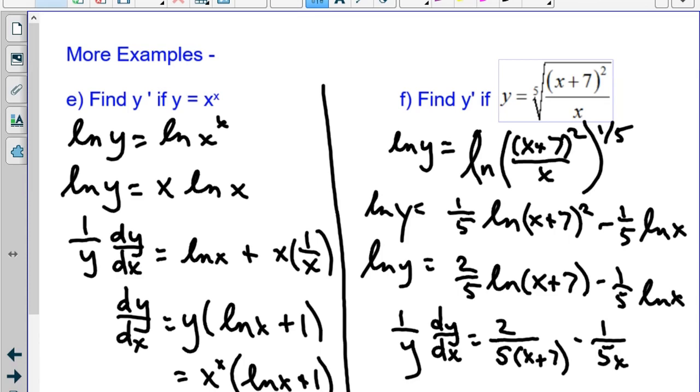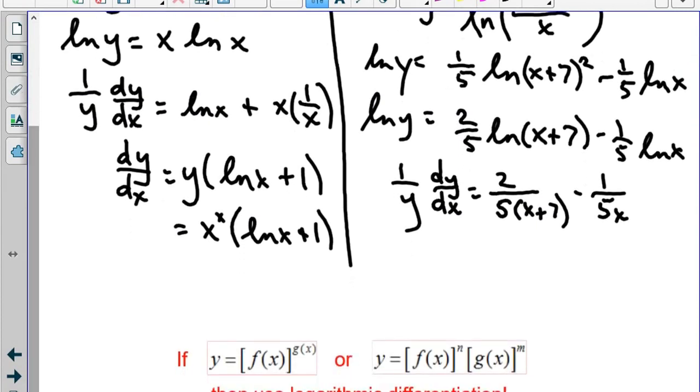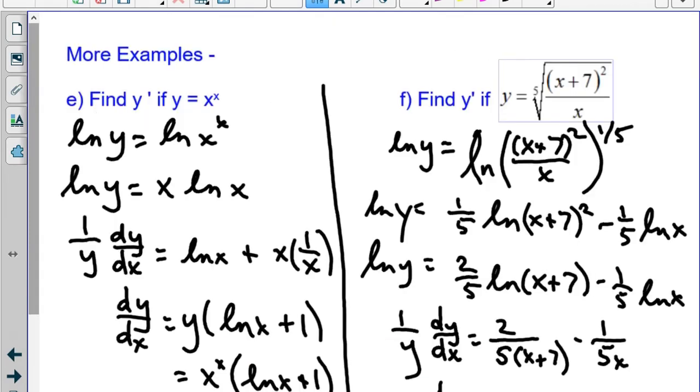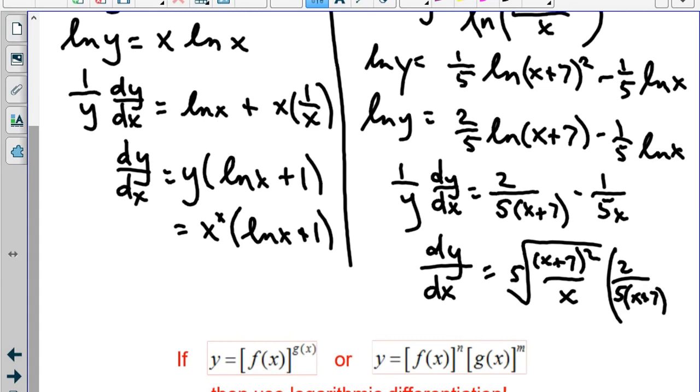And then I have to multiply the y over, so I get, sorry, I don't know why I said 5. So dy/dx equals y, which, if we remember correctly, was that nonsense. So that's the 5th root of x plus 7 squared over x, times 2 over 5 times x plus 7 minus 1 over 5x. And that would be my answer there.